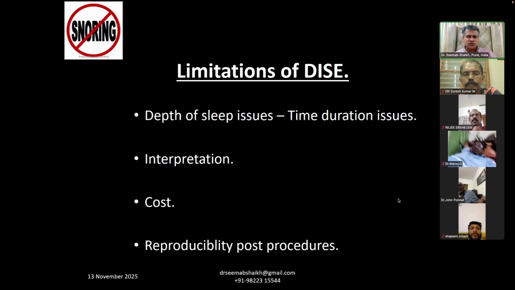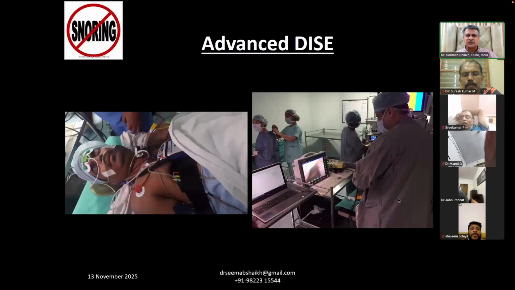Cost is an issue because it's a complete invasive procedure going into the OT, out, plus it's a daycare admission. You can't just send the patient home in 1 or 2 hours. And the biggest problem is reproducibility post procedures, because again, 1 milligram extra of the drug pre or post and things like that, and the whole collapse patterns will change. So there are limitations to DICE.